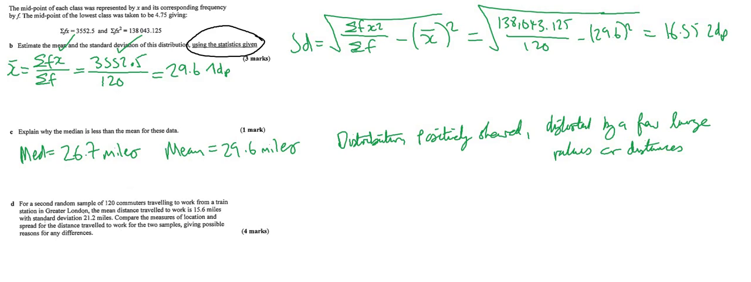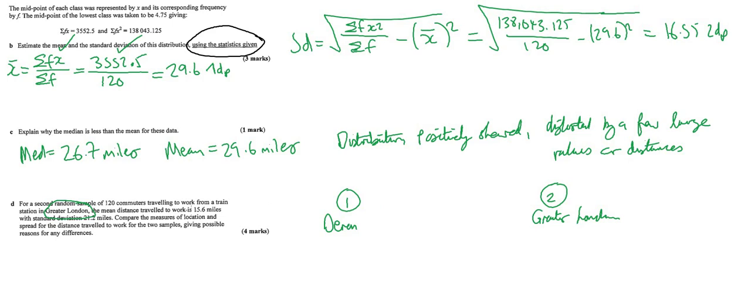Right, now we're on to part D. For a second sample of 120 commuters travelling to work from a train station in Greater London. Right, now this is where some misunderstanding happened. The first sample that we worked the data out for, they are travelling from Devon. We are now given a second sample and some stats about that second sample. And these are people travelling from Greater London, so basically outer London. Okay, so they are not the same sample and they're not from the same place.